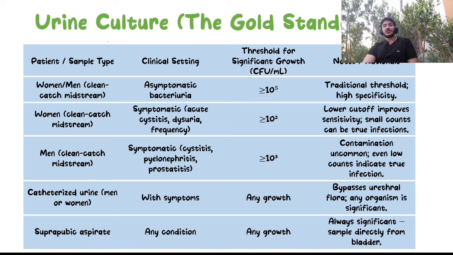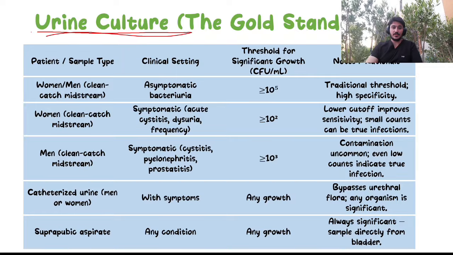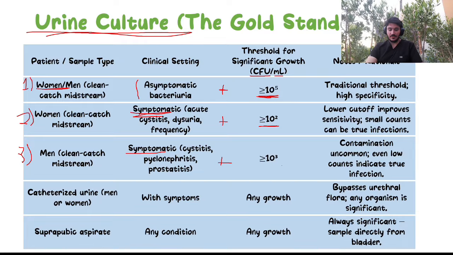Moving on to urine culture. It is very, very important to know these values in the table, so let's go one by one. You take a urine sample and you culture it. If we have a man or a woman that is asymptomatic, plus we have bacteriuria, or growth of bacteria, of more than 10 to the power of 5 CFU per milliliter, that's positive for urinary tract infection. That's the first case. The second case is a woman that's symptomatic, plus we have 10 to the power of 2 growth of bacteria, that's also positive for UTI. The third case is a symptomatic man plus 10 to the power of 3.